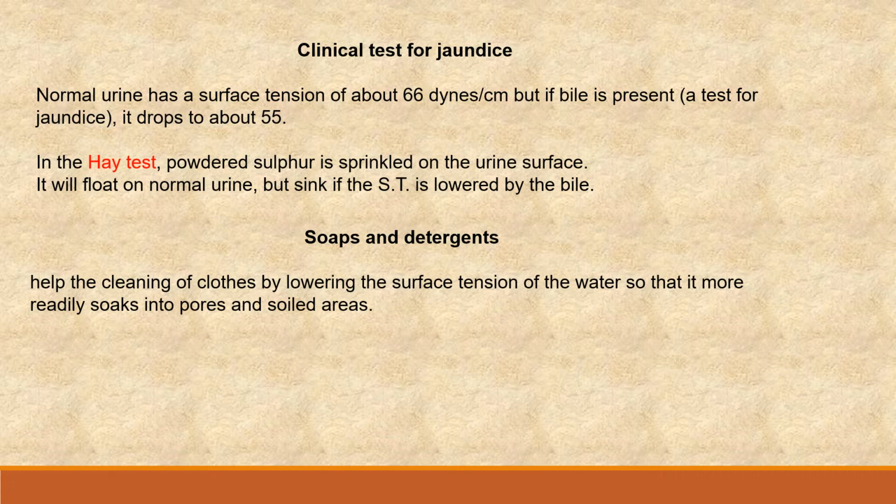In the Hay test, powdered sulfur is sprinkled on the urine surface. It will float on normal urine but sink if the surface tension is lowered by the bile.